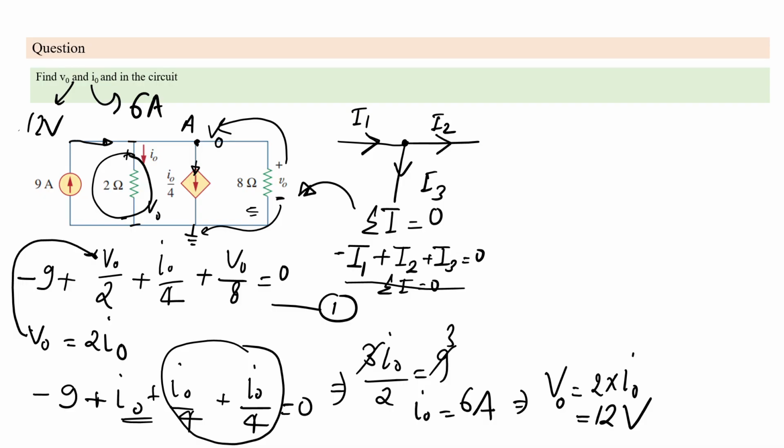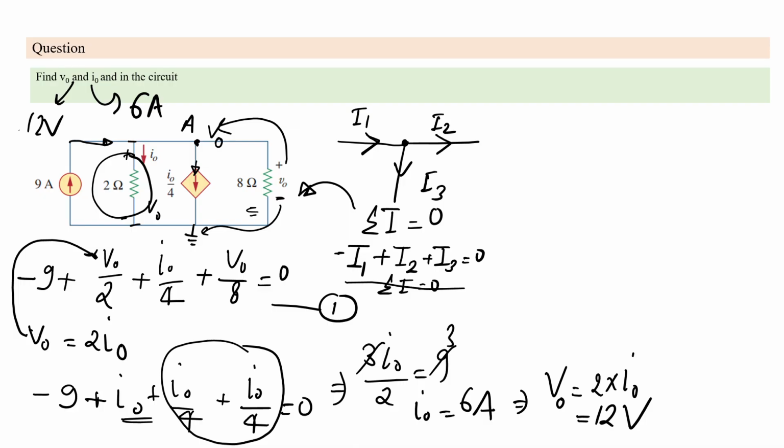If you see, there is a circuit given which has a 9 amp source and 2 ohm resistors, and there is a current source also, I0 by 4, and the voltage drop across the 8 ohm is given as V0. Trying to solve this question, always follow the method which I follow. There is a node here, the current coming in is I1, the current going out is I2, and the current leaving is I3.